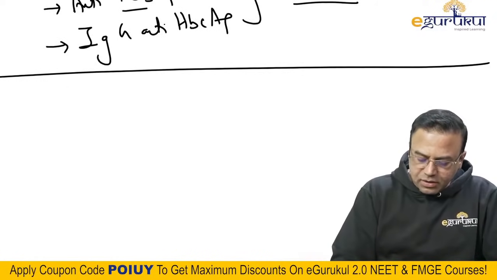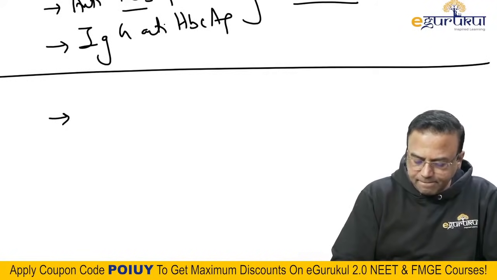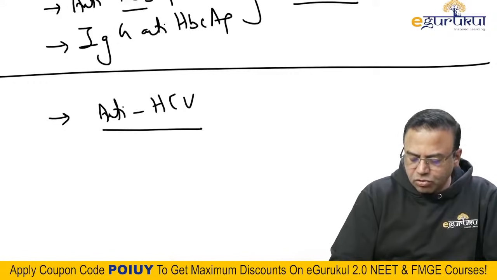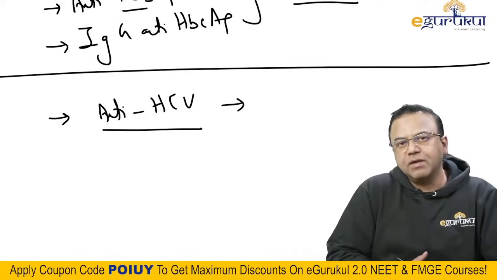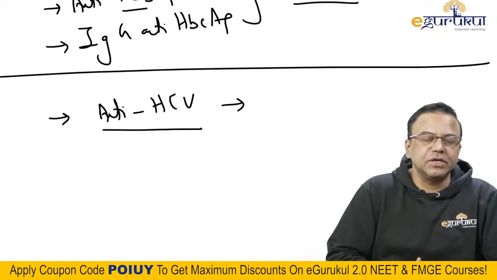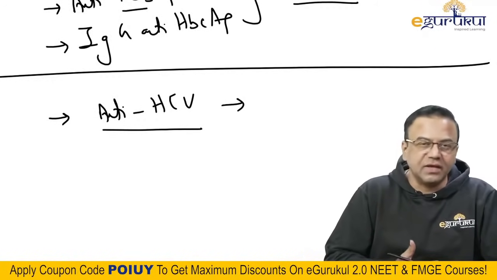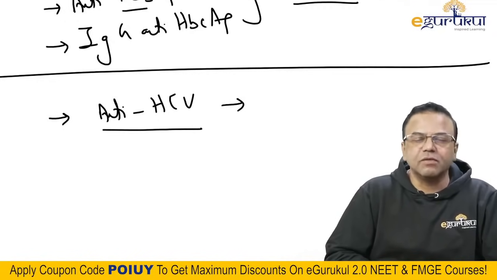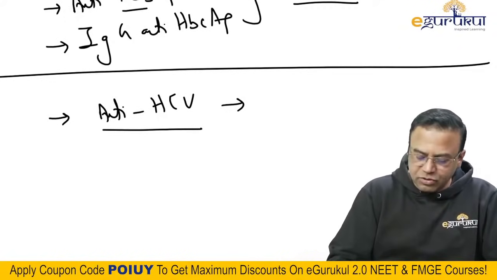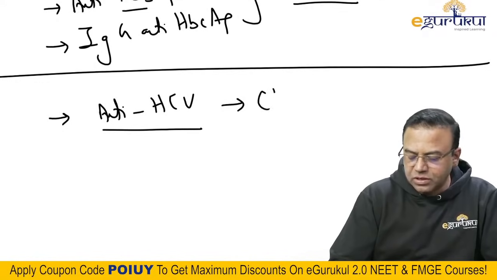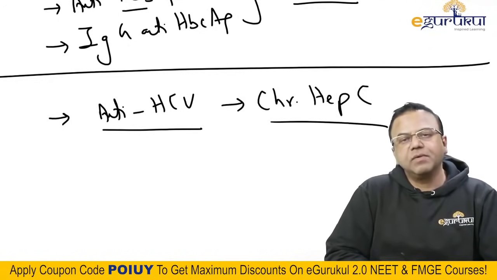Once you have a patient having anti-HCV, then you should know that this antibody does not have any protective role. It indicates that the patient has got hepatitis C infection. Obviously, the next step in management is we are going to confirm further by doing the HCV RNA levels. But once you get anti-HCV in the MCQ, you should consider the possibility that this patient has got chronic hepatitis C. Okay, chronic hepatitis C.